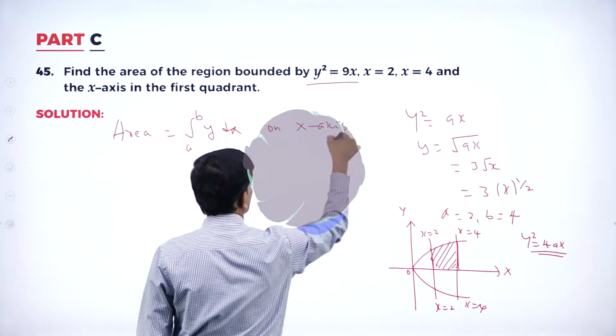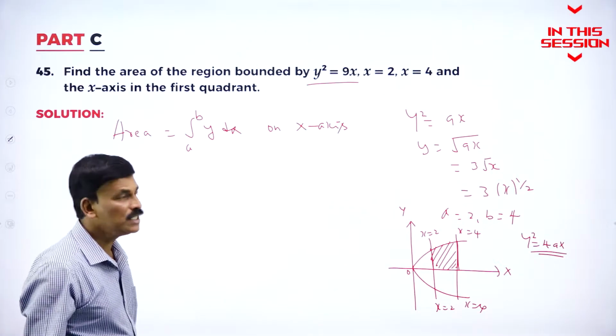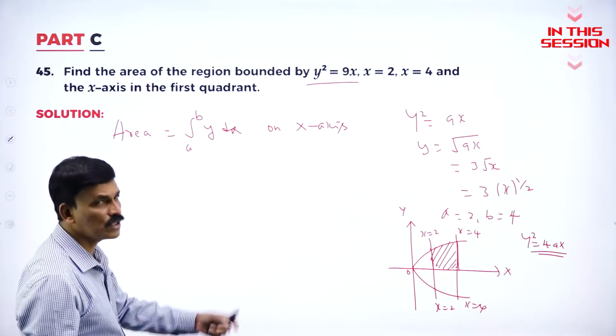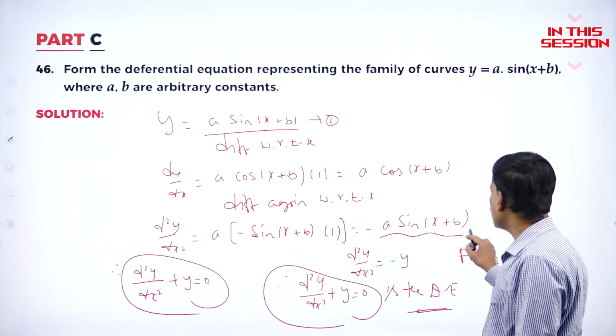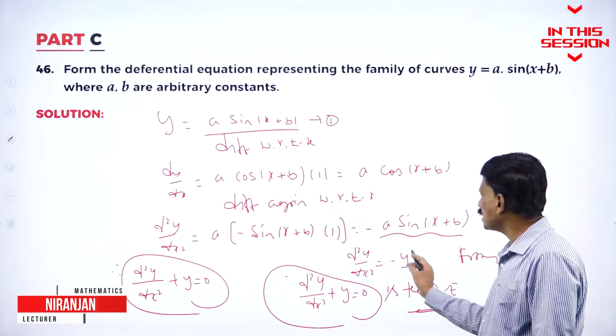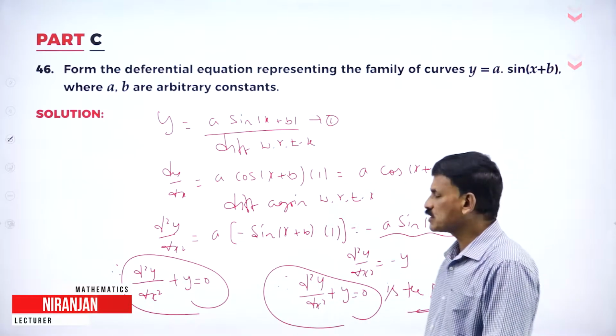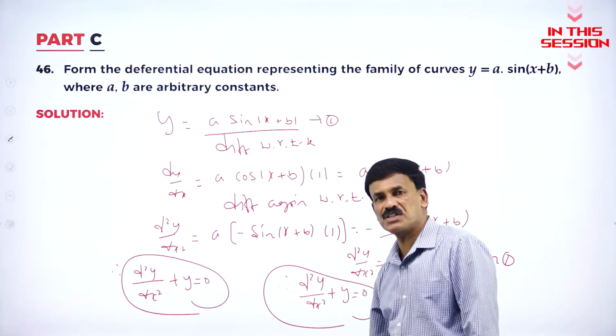The area bounded by the curve on the x-axis is given by integral a to b y dx. If you draw the diagram and the formula, you will get 1 mark. What is a sin x plus b? It is nothing but y. This is minus y. Transfer minus y to the left hand side. So you will get d square y by dx square plus y is equal to 0, which is the required differential equation.